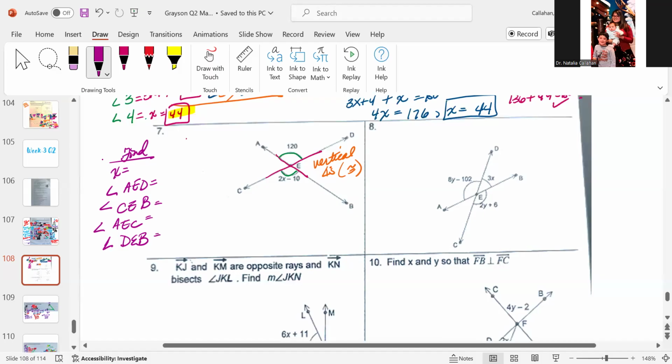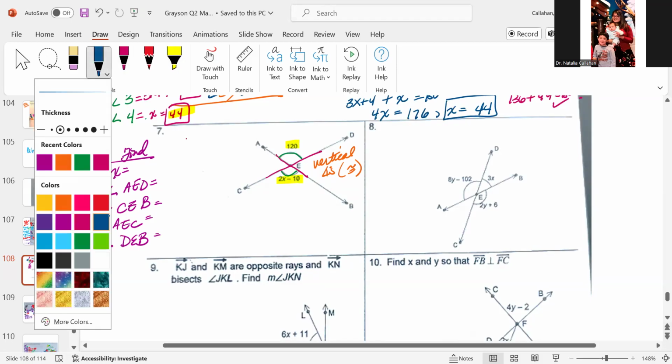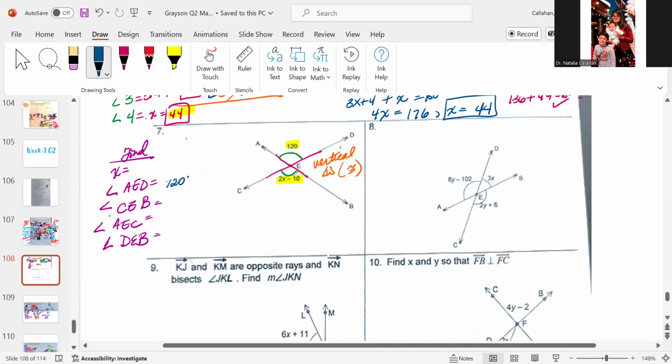Okay. So got the angles right there, right? We're gonna start off with the angles that give me the actual letters and numbers, right? So do you know what angle AED is? Yeah, it's 120. Good. So now I want you to make sure you highlight the angles that are given. So the next part is the setup.